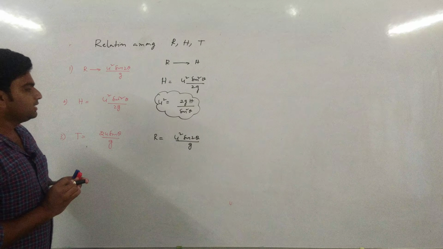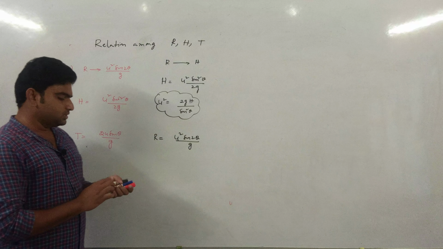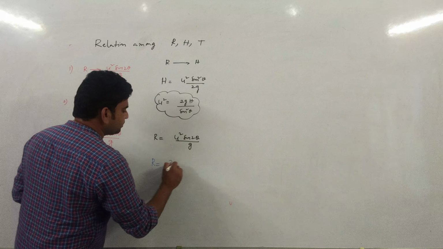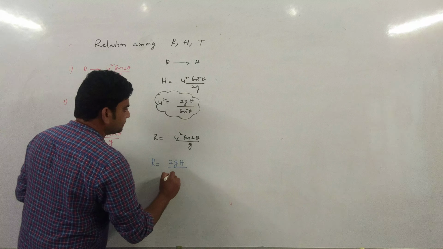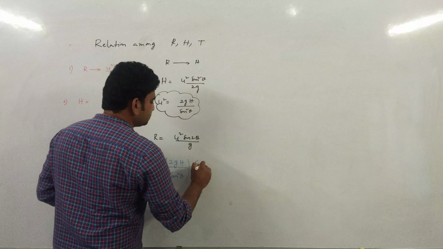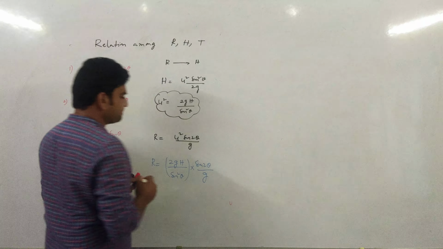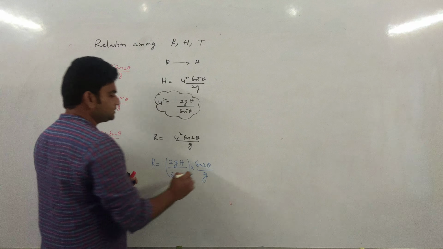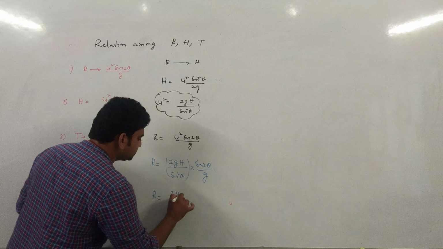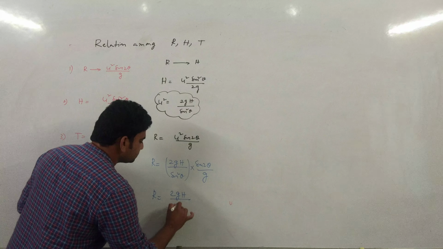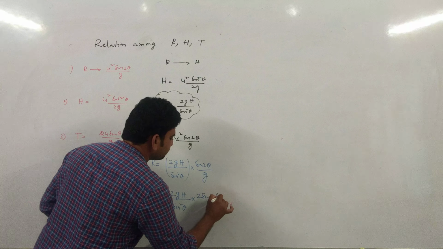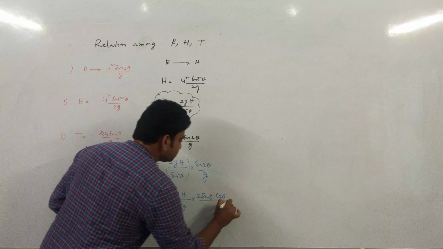Now I am going to take the u square value like this. Then my R becomes, what is the u square value here? Just now we got 2gh by sine square theta, into the remaining sine 2 theta by g. And further simplification: sine 2 theta can be written as 2 sine theta cos theta. I am rewriting here 2gh by sine square theta into 2 sine theta into cos theta by g.